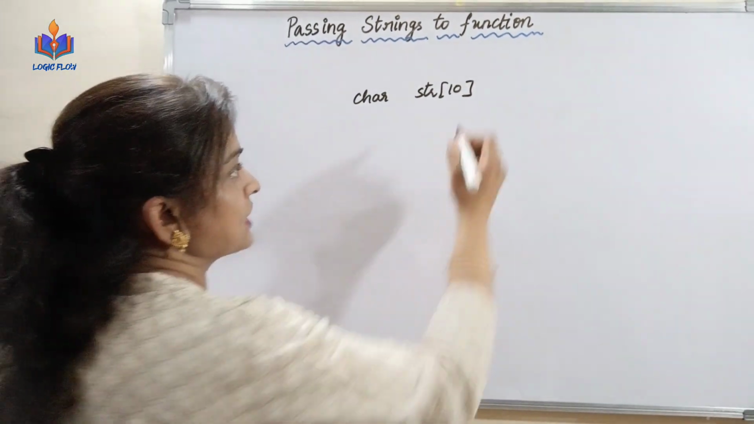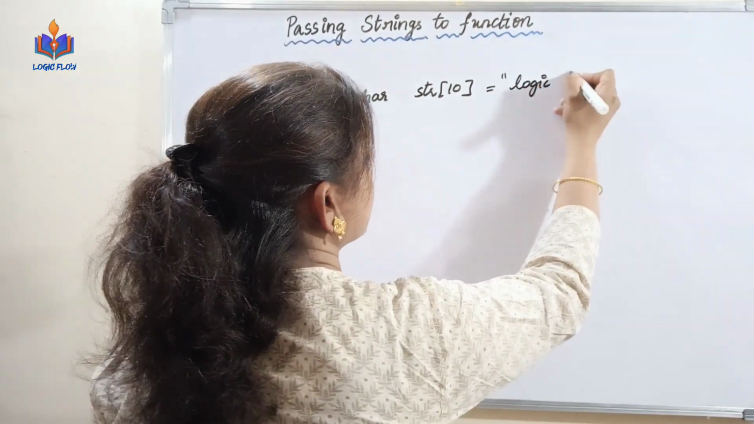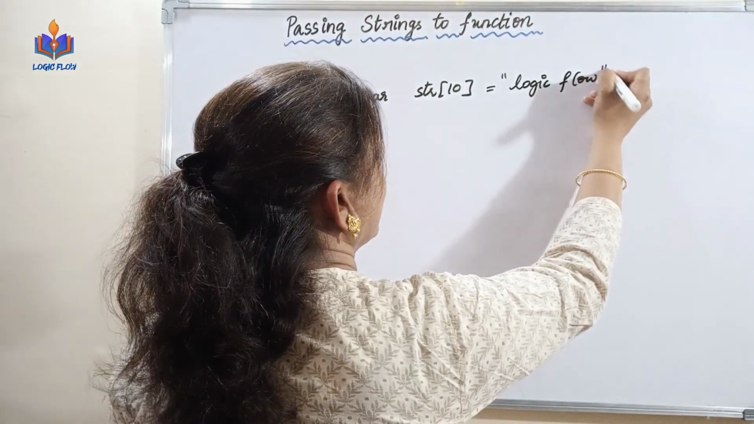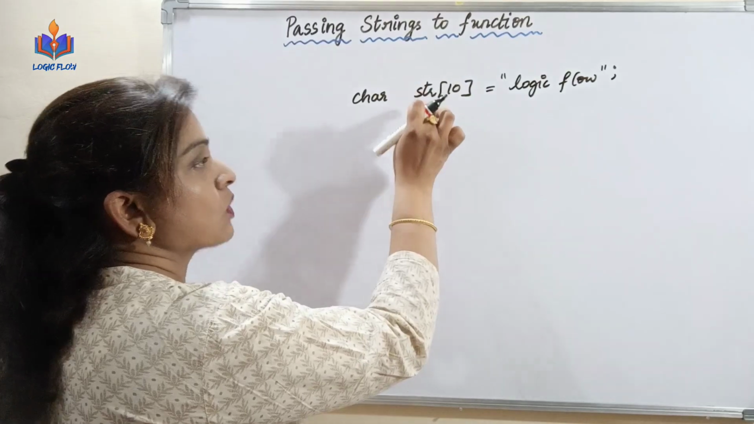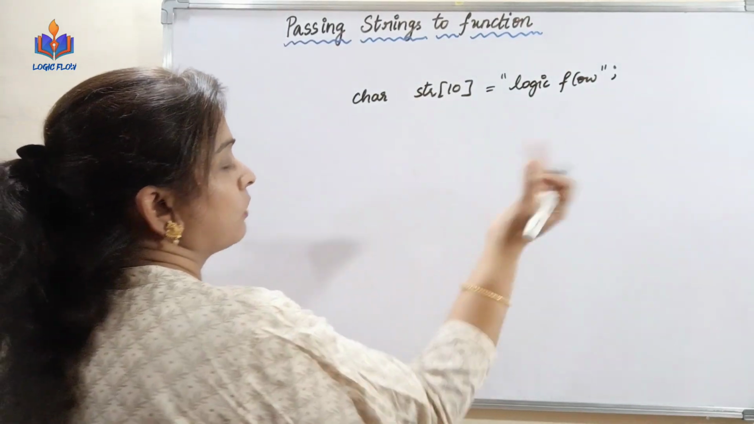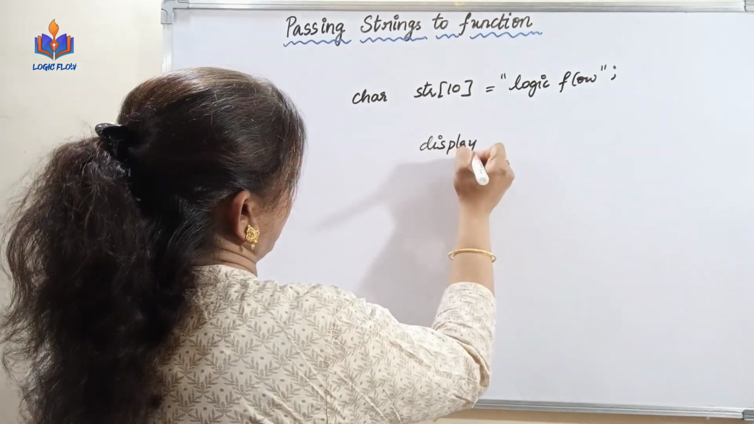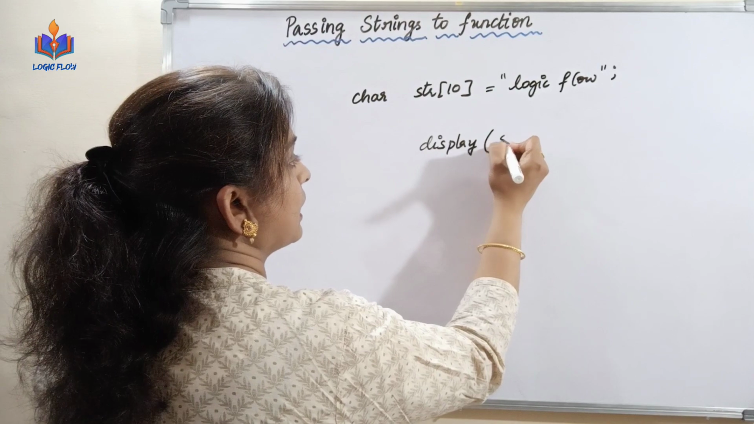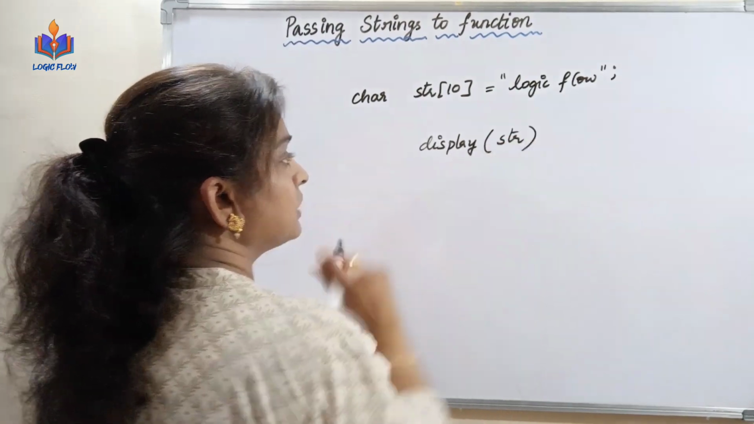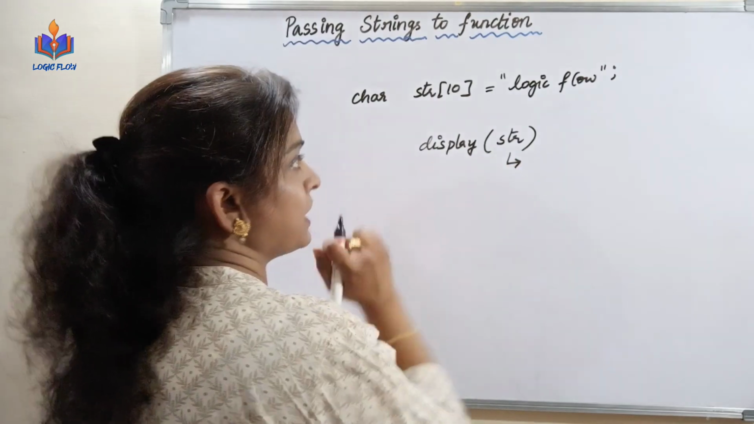So let me initialize this. I just say "logic flow". And if I want to pass this string as an argument to a function, what can I say? I say the function name, say display. Then how do I pass it? I can simply pass the array name. So what will the array name do? The array name will give you the base address.